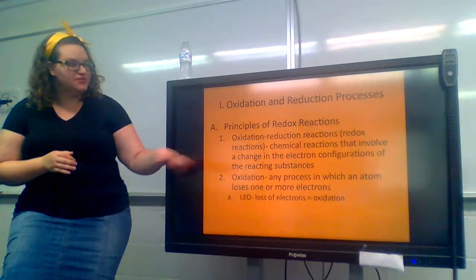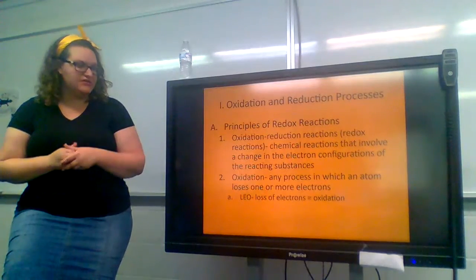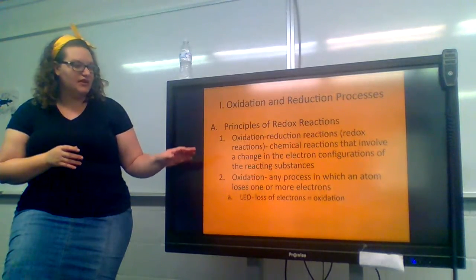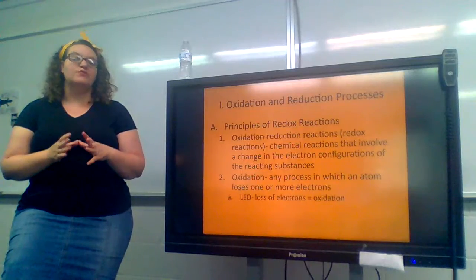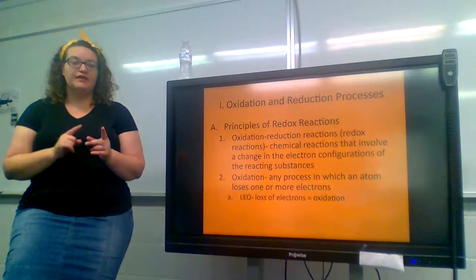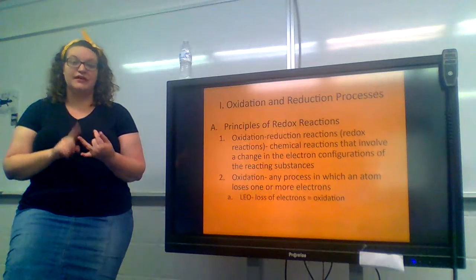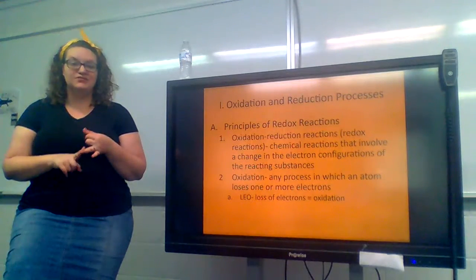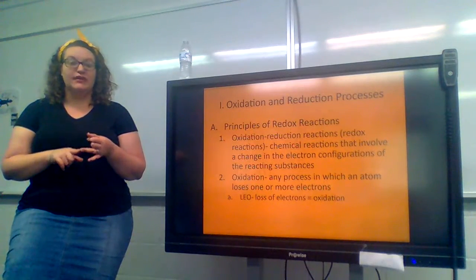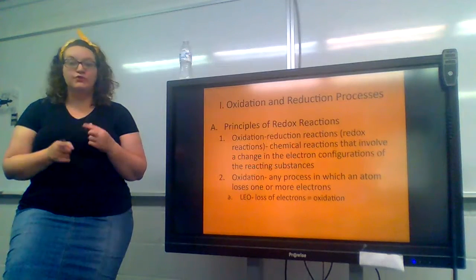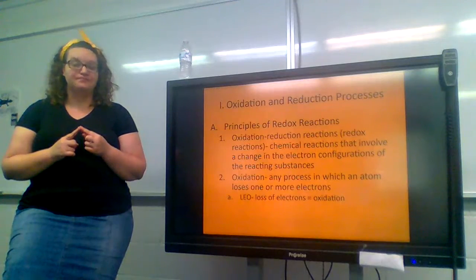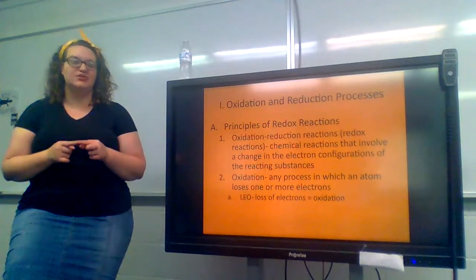So, oxidation reduction reactions, or redox reactions, like I said, these are chemical reactions that involve a change in the electron configurations of the reacting substances. So, matter and energy is neither created nor destroyed, right? But it can change forms and it can change positions. So a redox reaction looks at the change in positions of electrons. Were they traded between substances? Were they moved around inside the original element, okay? And that's what a redox reaction is going to focus on.